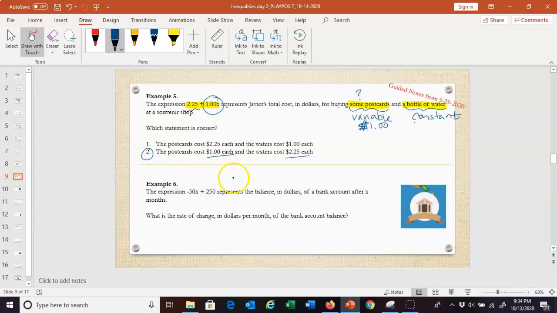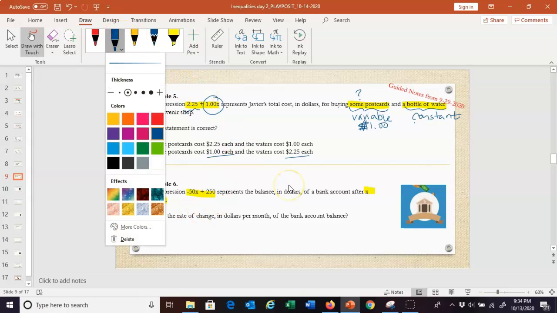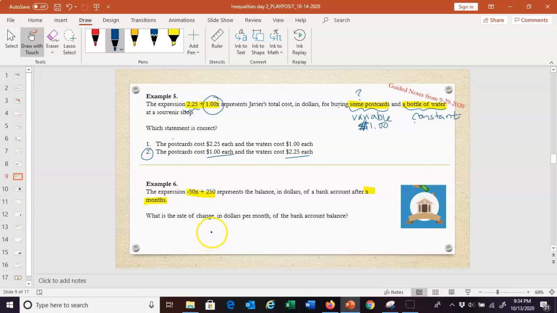All right, example 6. Here's our expression. Grab my highlighter. And this represents the balance in dollars of a bank account after X months. So what is the rate of change in dollars per month? And we kind of talked about this a little bit with that babysitting example. The rate of change is the -50 per month. The rate of change exists with the variable because that's what is changing, right? The X is going to change. So -50. So what does that mean?